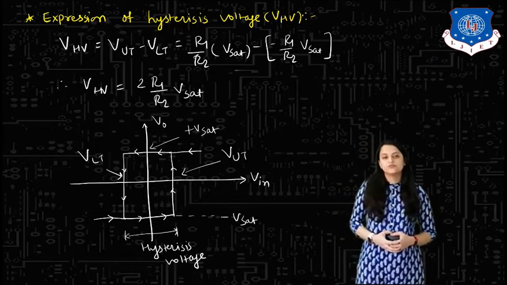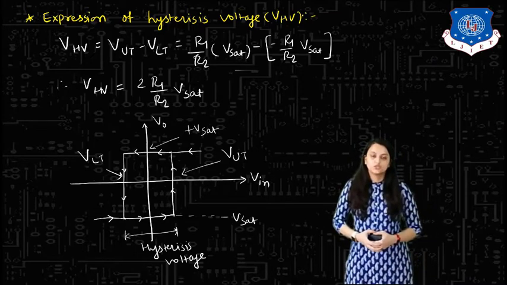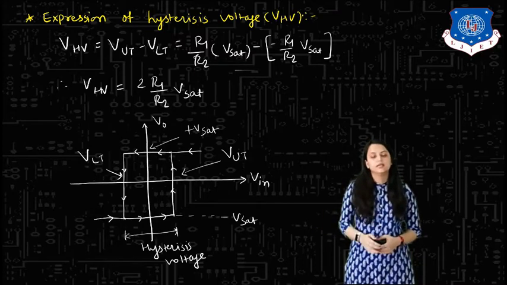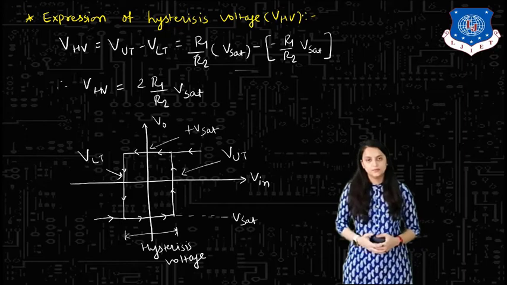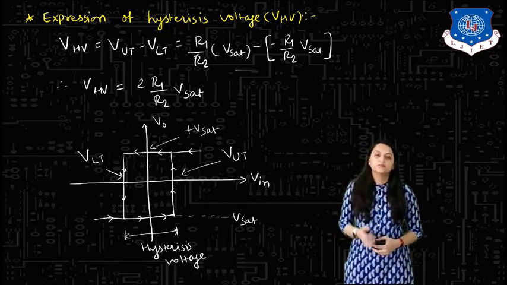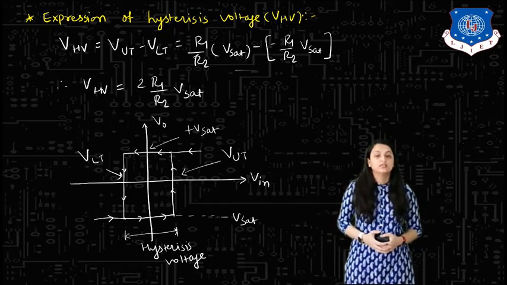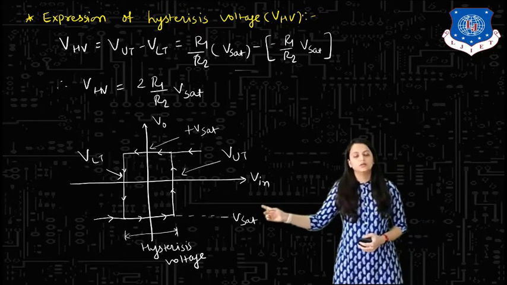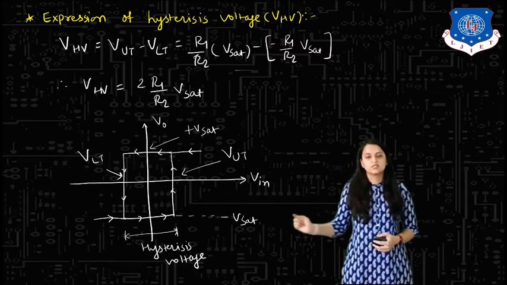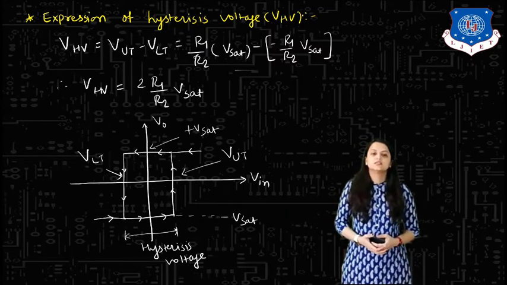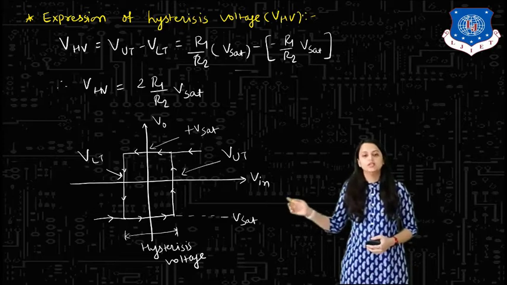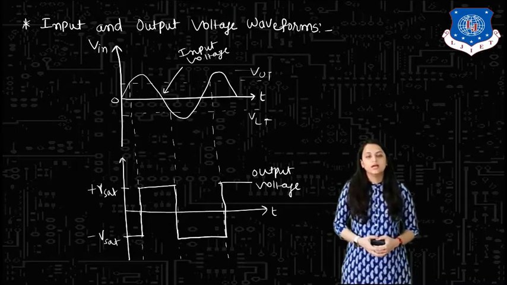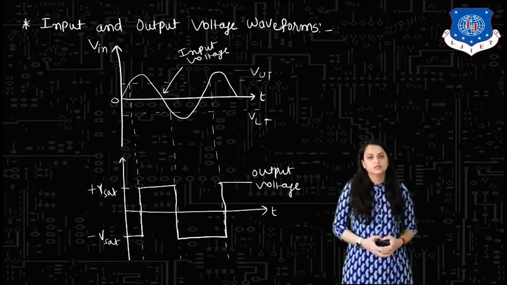Let us see the expression for hysteresis voltage. VHV equals VUT minus VLT. That is R1 by R2 into Vset minus minus R1 by R2 into Vset, which gives twice R1 by R2 into Vset. In this diagram, the hysteresis is indicated, having the hysteresis voltage VHV. This is the transfer characteristics graph of input versus output. These are the input and output voltage waveforms for this.